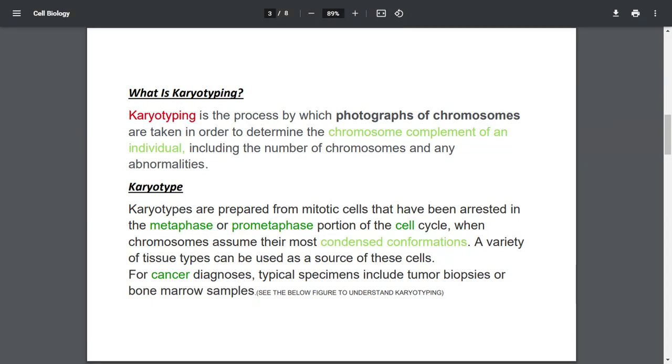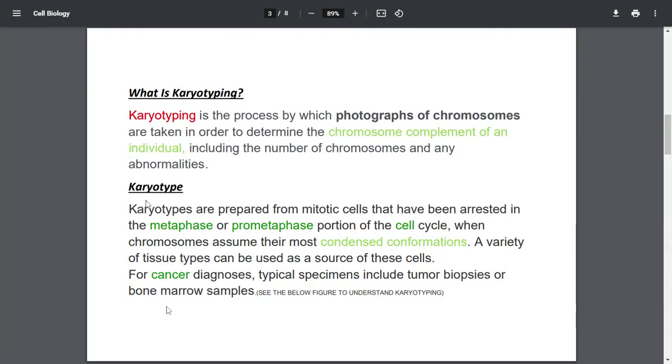So let us go into more detail about karyotype. Karyotypes are prepared from mitotic cells that have been arrested in the metaphase or prometaphase portion of the cell cycle. When chromosomes assume their most condensed conformations, a variety of tissue types can be used as source of these cells. For cancer diagnosis, typical specimens include tumor biopsies or bone marrow samples.